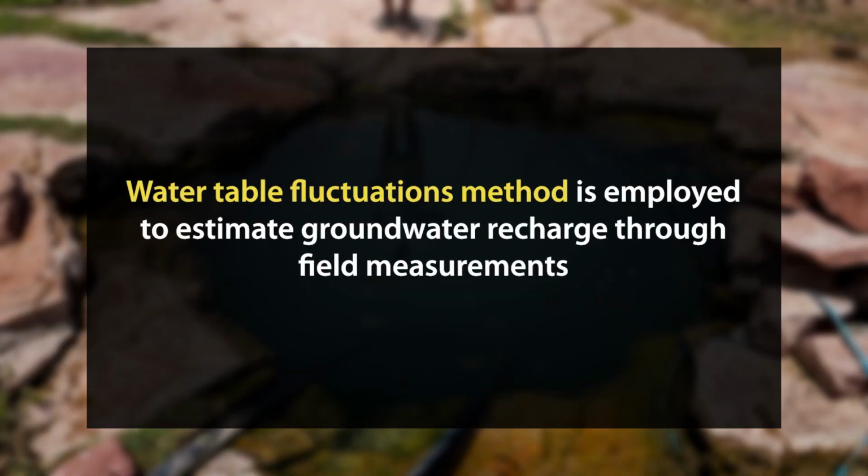So far as the water table fluctuation method is concerned, it is employed to estimate groundwater recharge through field measurements. This method determines the recharge by multiplying the increase in the water table during a recharge season by the specific yield of the aquifer. The specific yield is defined as the volume of water released from storage per unit surface area of the aquifer per unit decline in the water table, or alternatively the storage capacity available to be filled during recharge.